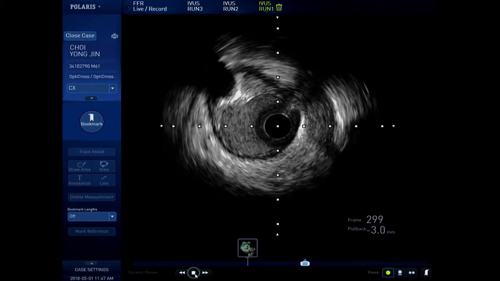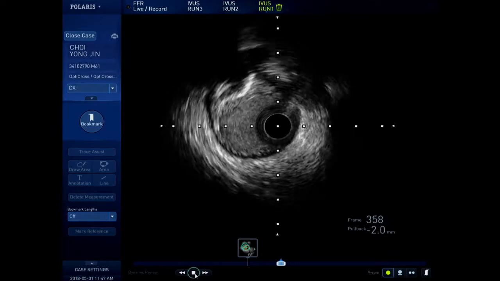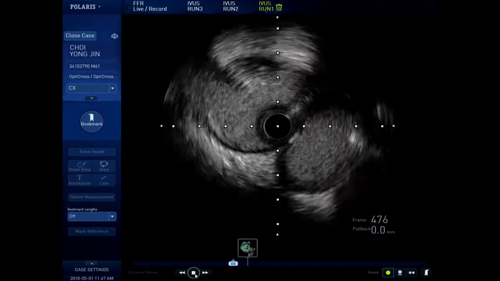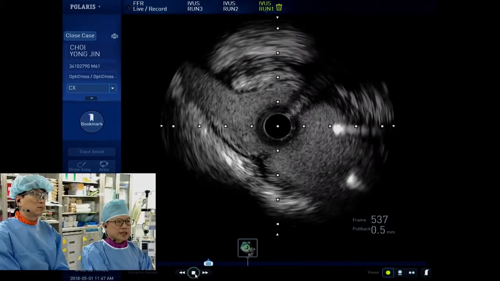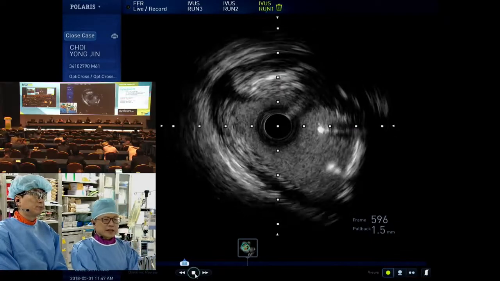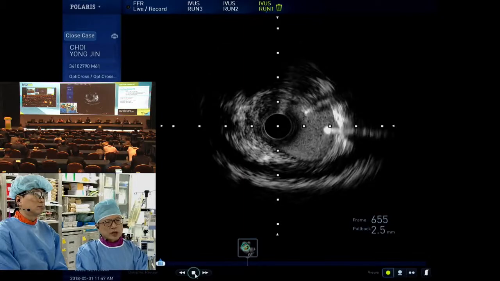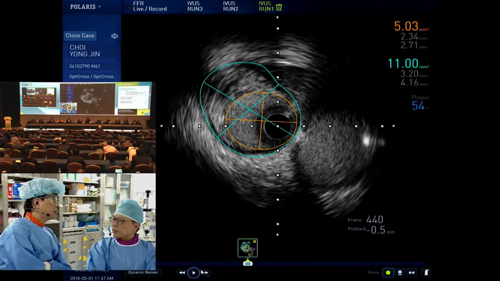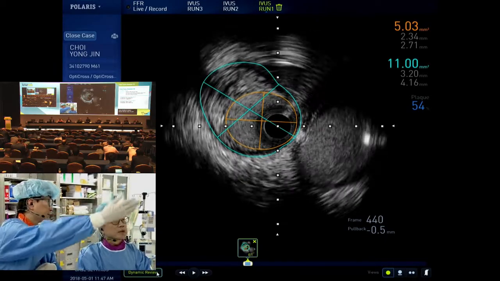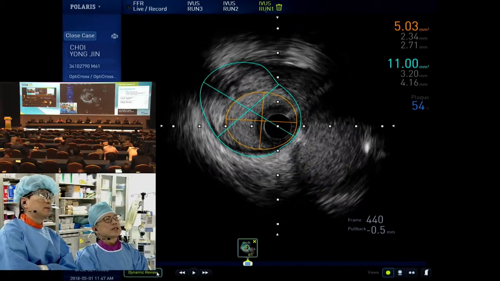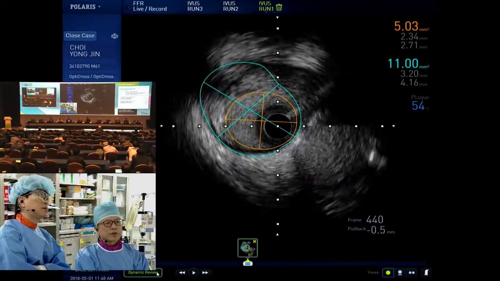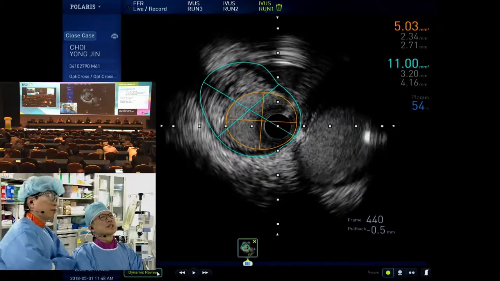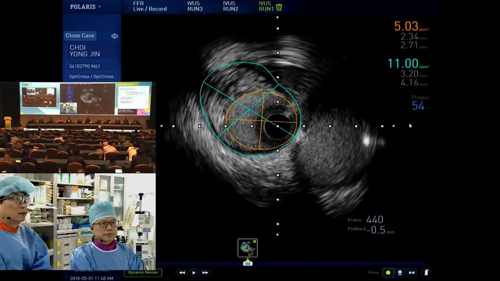So this is coming back to the distal circumflex. You can see some calcium at about 11 o'clock. And as it enters the LAD and the Ramus, you can see them coming in together. There's some plaque in the origin of the circumflex. And I think you measure the area. Right? Can you see it? You can see it. That's great. So 5.03 as the lumen. Plaque burden is 54%. Yeah.